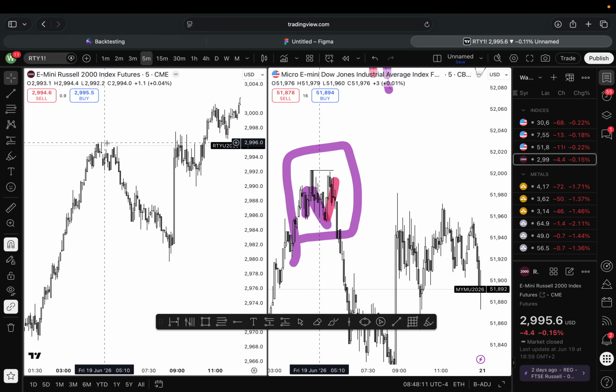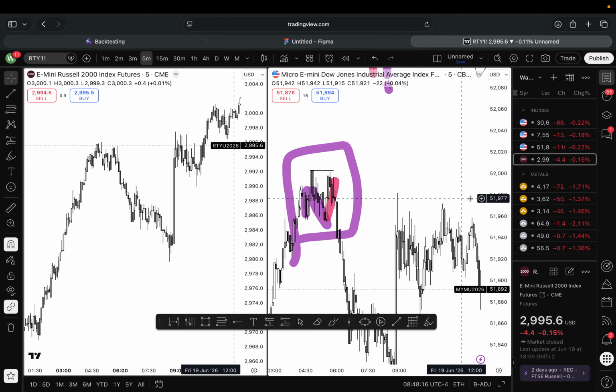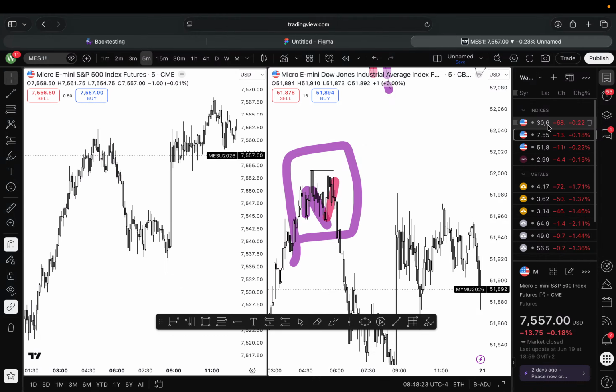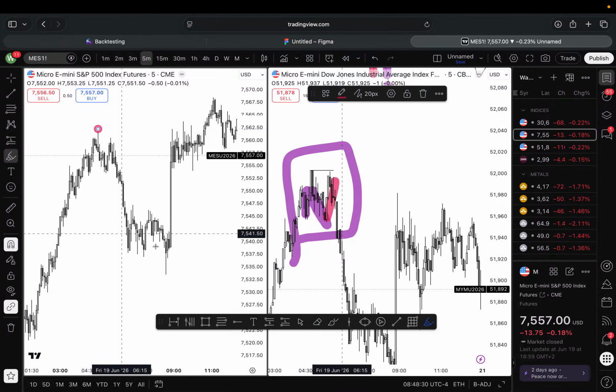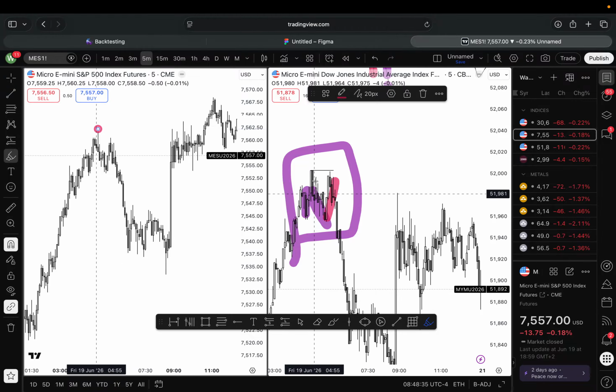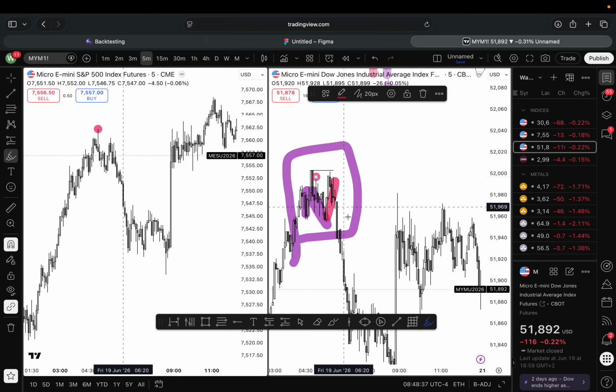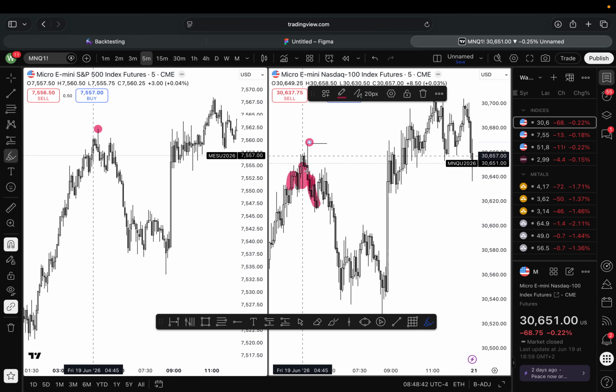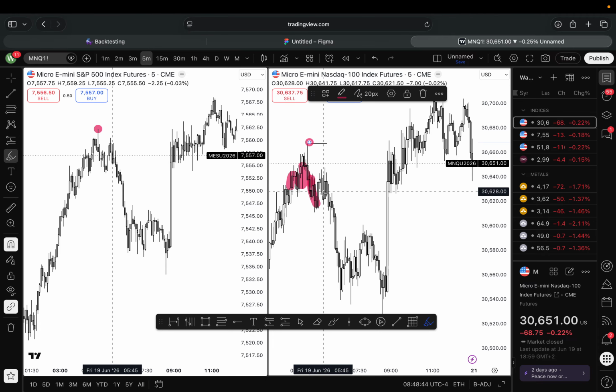Where Russell does not, right? So there is no SMT here, or valid SMT in my opinion, that takes out the high of these assets, right? Now, see, we do have SMT here, right? Yeah, because if you look, that dot on S&P is the same dot on Dow Jones, and Nasdaq, right? So an asset does take out the high, right?